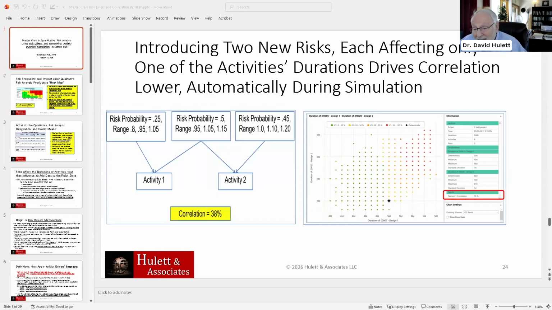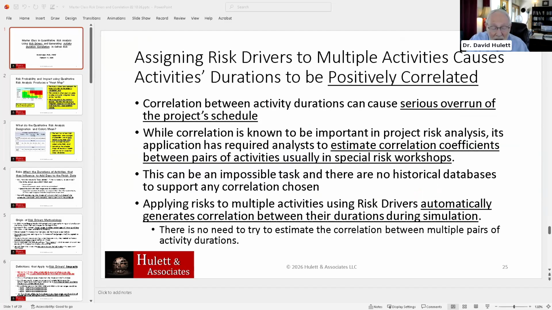Activity A is correlated with activity D. Activity B is correlated with activity 3, activity 4, etc. There are a whole lot of pairwise comparisons that you have to make in order to fill out that correlation coefficient matrix by hand. Guess what? I got 38% automatically just from simulating, and it reflects the structure of the risks and how they affect individual activities, and it is automatic.